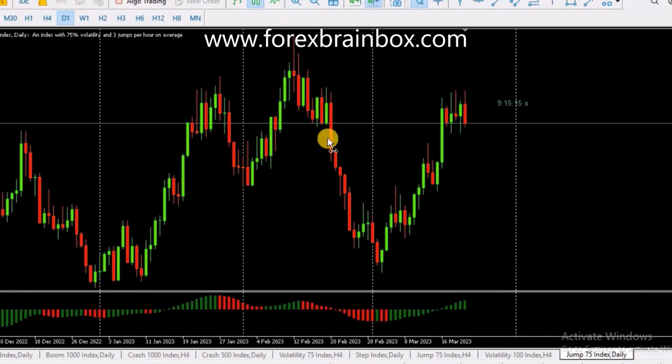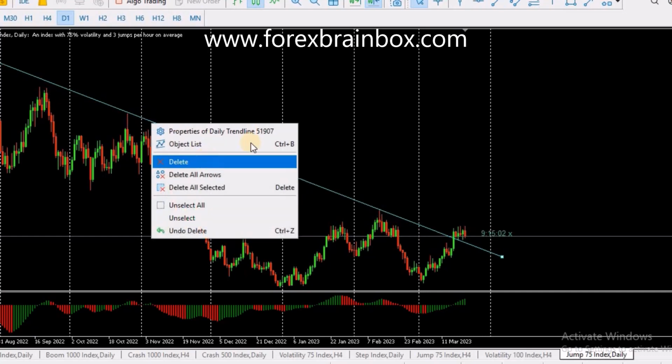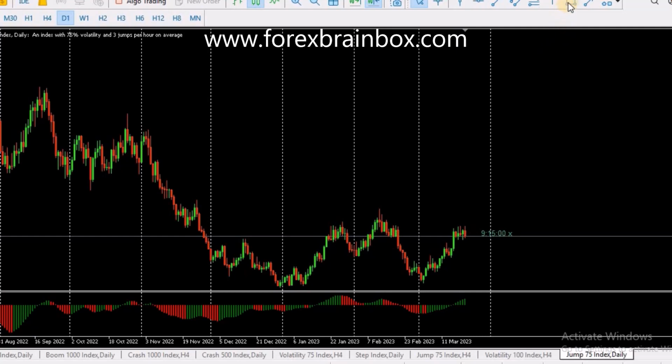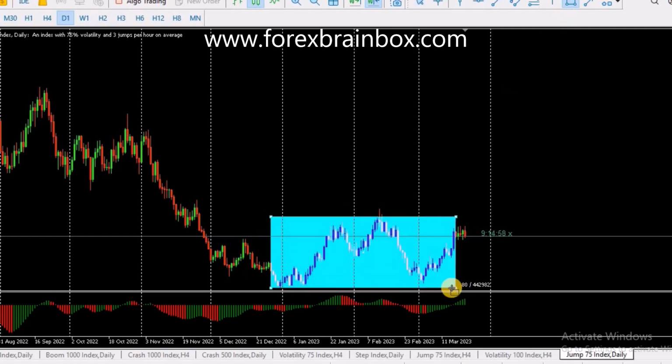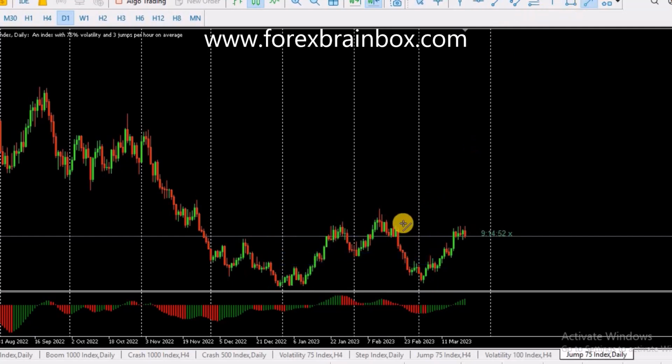So I'll expand it. This is our daily chart right here. Make it smaller. You can see that the market is on a bearish trend. It has been falling for a while, so it's really a bearish trend. But what we are going to be looking at is this zone right here. As you can see, the market has been falling, fell from here down to this level.